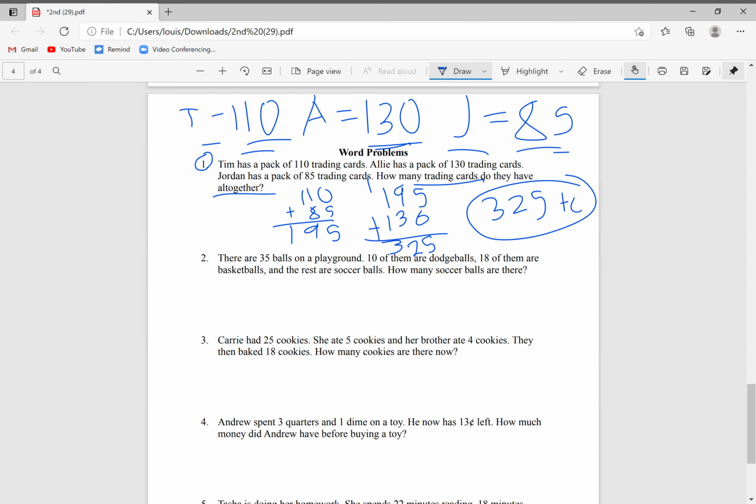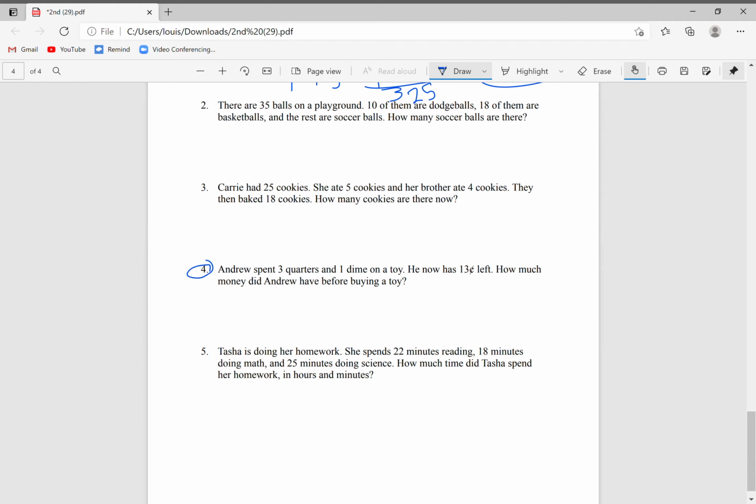Alright, let's try another problem for good measure. Let's do number 4. Andrew spent 3 quarters and 1 dime on a toy. He now has 13 cents left. How much money did Andrew have before buying a toy? So we've gone over the value of money before, and we know how much a quarter and a dime cost. So it asks us how much money did he have before buying the toy. So this was his money, and now he has this much left.